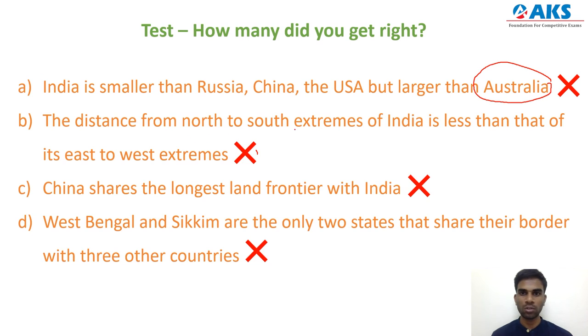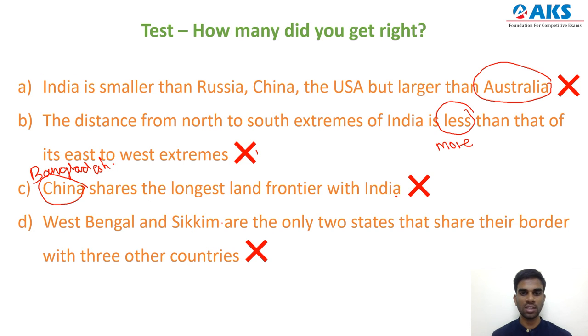The distance from north to south extremes of India is more than that of the distance from its east to west extremes. China shares the longest land frontier with India is wrong. It is not China, it is Bangladesh. Most of the people think China shares the longest land frontier with India, but it's wrong. Bangladesh shares the longest land frontier with India.